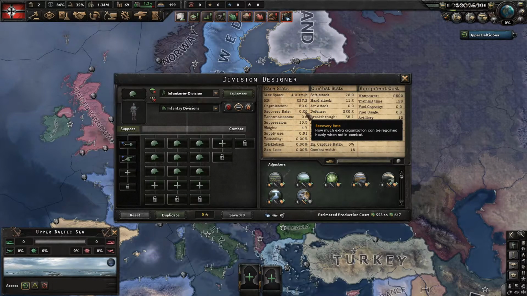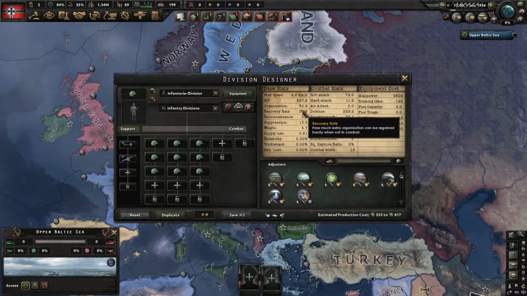Now the recovery rate: this is how fast a unit will regain organization. All units will regain organization at a fixed rate, but if you have a number here, for instance right now 0.28, this is a bonus to that, so it will regain 0.28 organization an hour extra. So this is a very important number if you are going to be doing a lot of fighting. Make it as high as you can, because your units will regain organization quicker, so they will be stronger and able to fight better and longer.